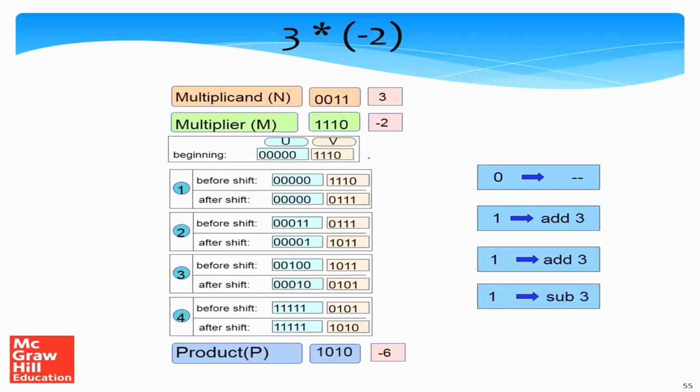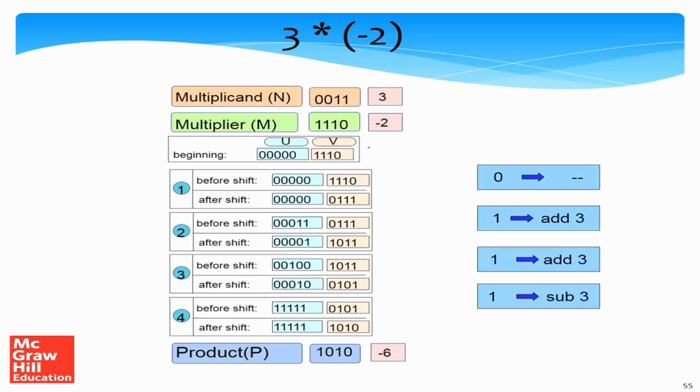Let us now consider the more complicated example where the multiplier is negative. This is where a lot of our understanding will be tested. So let's look at it in some more detail. We first load 3 into register N, which is the multiplicand. So this is 0, 0, 1, 1, and we load -2 into register M, which is also loaded into register V. And -2 in a 4-bit number system is +14, which is 1, 1, 1, 0.